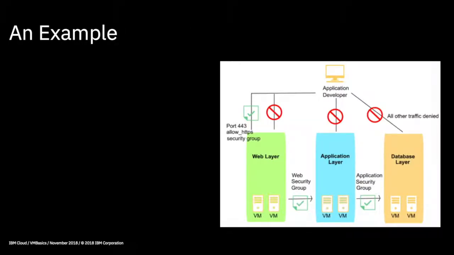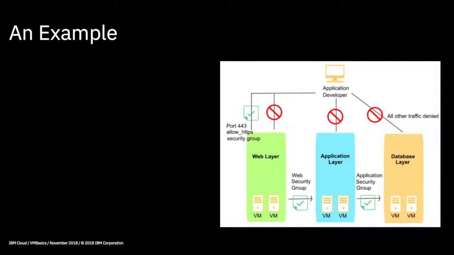Let's think then of an example as to how this actually works in practice. So take a look at the diagram, and you can see that this represents a fairly typical three-tier application where we have a web layer, an application layer, and a database layer. Now, the diagram shows that the different layers each have their own security group. So there's a web layer security group, an application layer security group, and a database layer security group. And each of the VMs in each layer are members of their respective group.